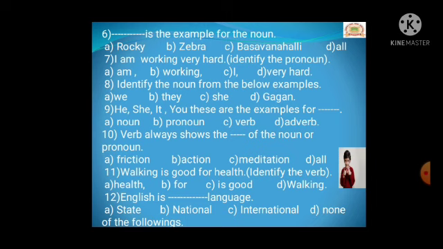11th one. Walking is good for health. Identify the verb. Which one is verb in the following sentence? Health, for, is good or walking. Which one? Which one is the verb? So here walking. Walking is the verb.